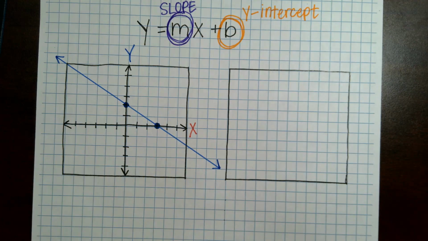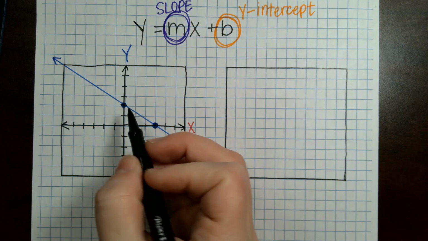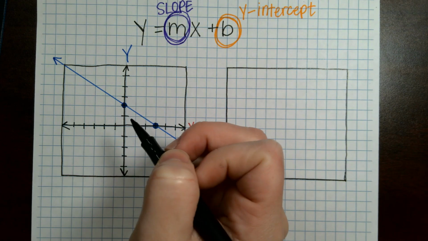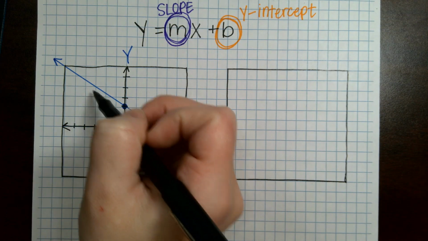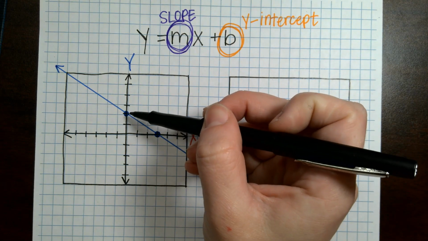Once you've got that line drawn, I'm going to give you the equation of this line, and we'll talk about it. First of all, we know that our y-intercept is 2. That's just where my line is touching the y-axis. Can you guys all see how that would make our y-intercept 2?